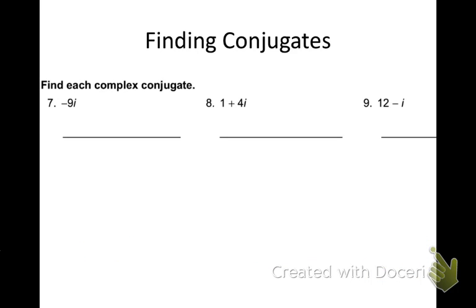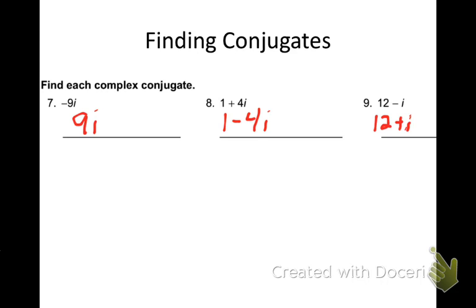Next thing we're going to talk about here is the conjugates. What word did I tell you to think about when you saw conjugate? Think of opposite. So if it says negative 9i, what's the opposite there, Pat? Positive 9i. So conjugate is the opposite of the imaginary part. So number 8 here, I have 1 plus 4i. If I think opposite of the imaginary part, I get 1 minus 4i. Those are conjugates. So number 9, 12 minus i, the conjugate would be what, Izzy? 12 plus i. Awesome.